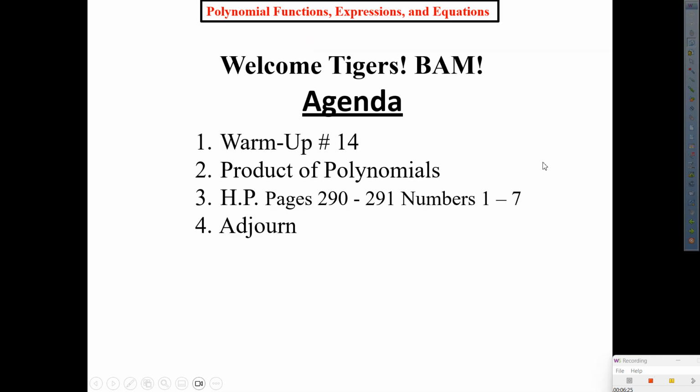Agenda: warm-up number 14, product of polynomials. Tonight's home plate, pages 290, 291, numbers 1 through 7. This is the exact same assignment I left on Friday. However, on Friday, you didn't have the presentation to access that, so you're going to access that today. We're going to do some more practice on this to make sure we got it, and we're doing product of polynomials.